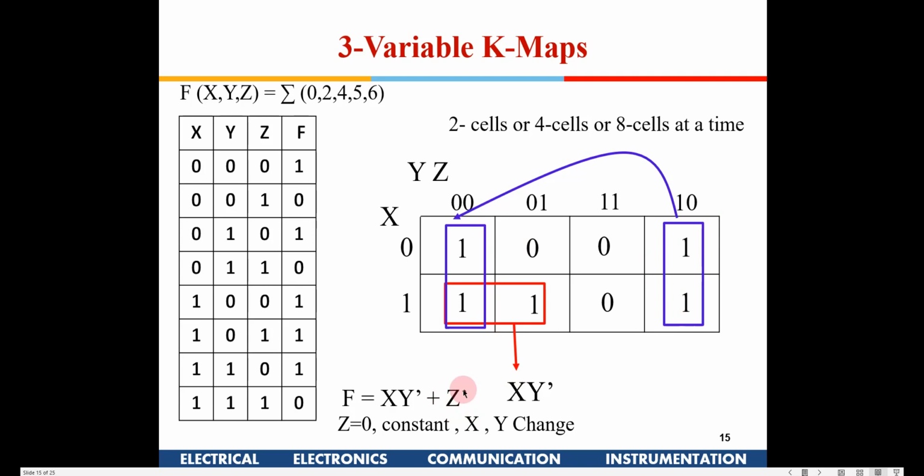Now a few things we should always remember: when I am clubbing two elements in a 3 variable K-map, I will get an expression containing 2 variables. If I am having a box with 4, it will have only a single variable. Okay, now these 4, if you see, correspond to z dash. Is it clear?